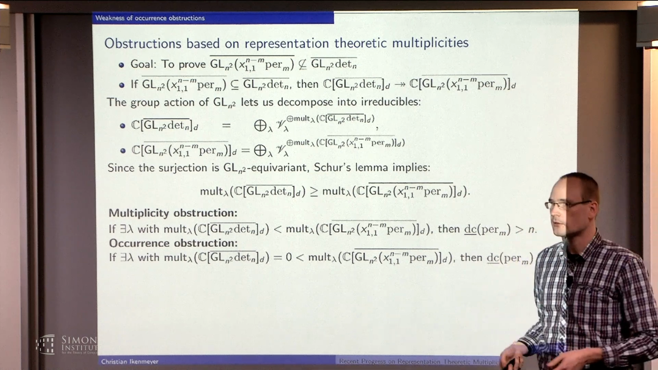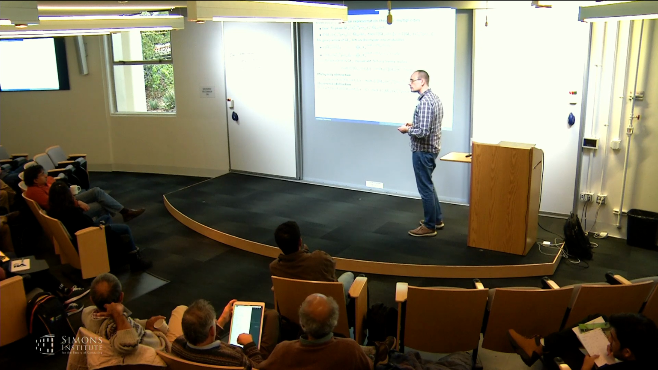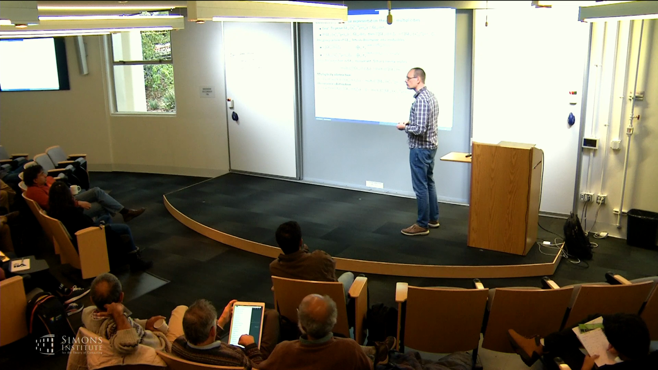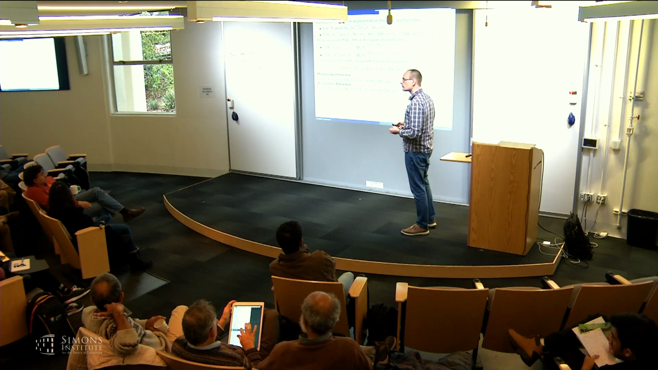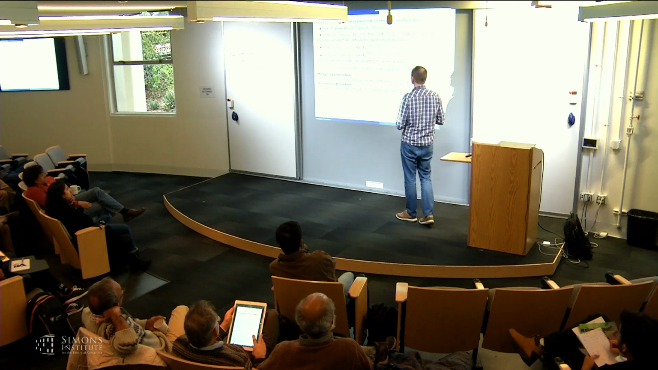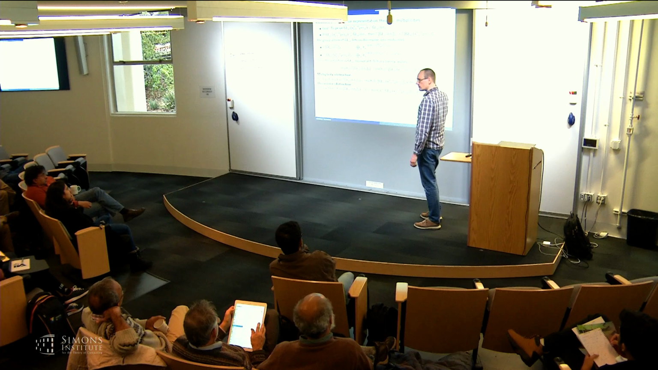If you don't have a multiplicity obstruction, can you say that there exists such a mapping? Does it mean that the orbit of the permanent is included in the orbit of the determinant? No. If there are no obstructions, you cannot. At this point, we don't know how to conclude, right?